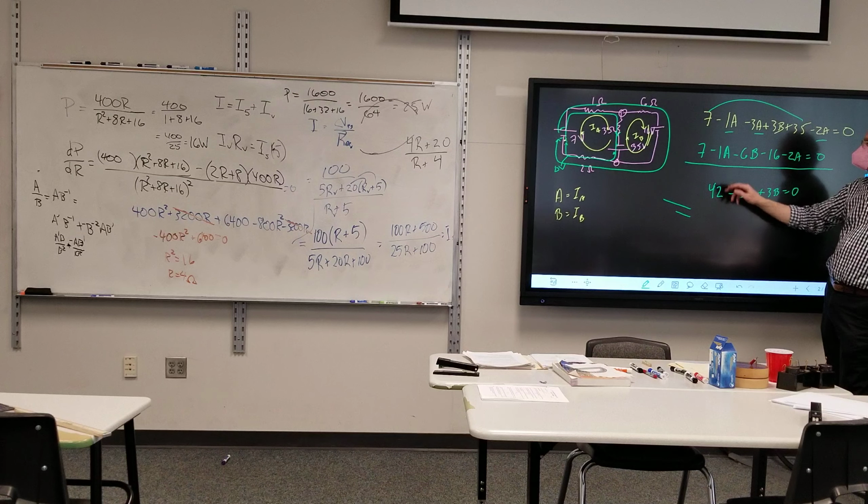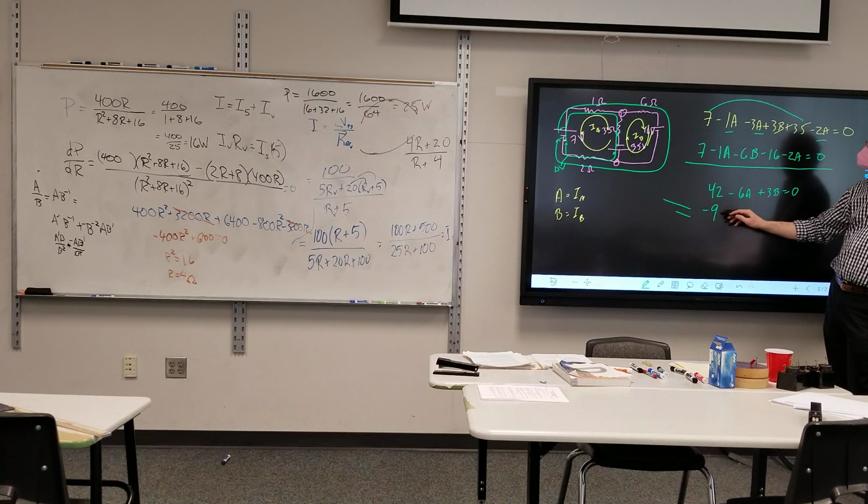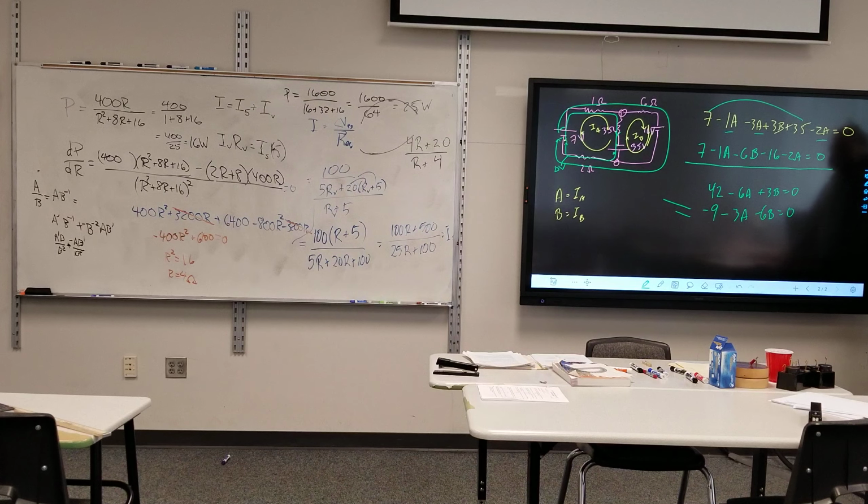The other equation, I got 7 minus 16, which is -9. -3A minus 6B equals 0, assuming I have not made a careless error yet. And now it comes down to how do you want to solve it? It's a math problem now, actually, once you got those two. Let's take the top one, 42 minus 6A plus 3B equals 0, and do what with it?